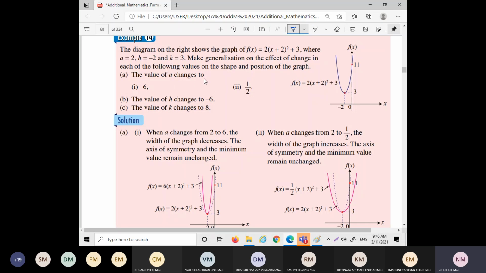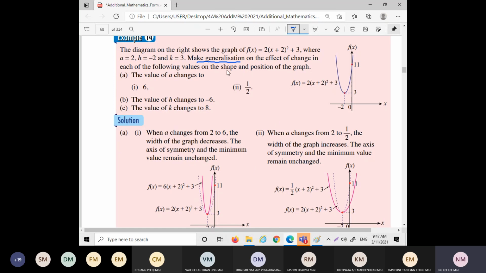graph. The value of a changed to 6, from 2 change to 6. So it becomes thinner. The 2 is the dotted one, changed to 6, the red color one. So you have to make generalizations. You have to talk, other than showing it on the graph. When a changes from 2 to 6, the width of the graph decreases. The axis of symmetry and the minimum value remain unchanged.